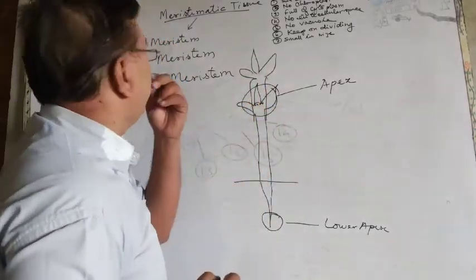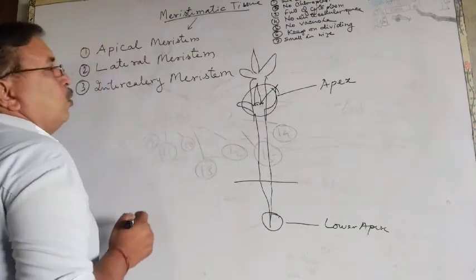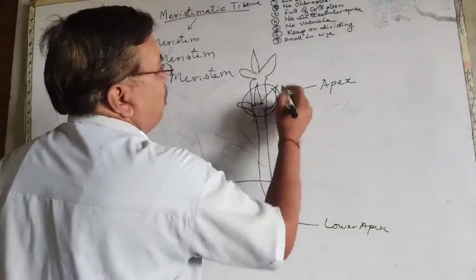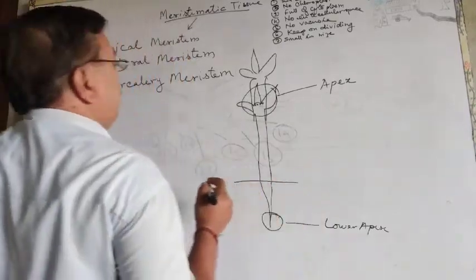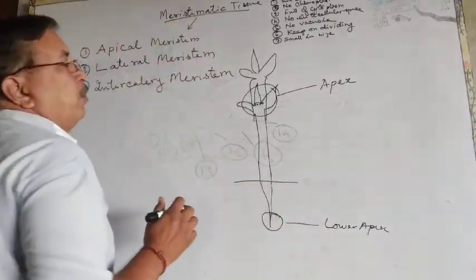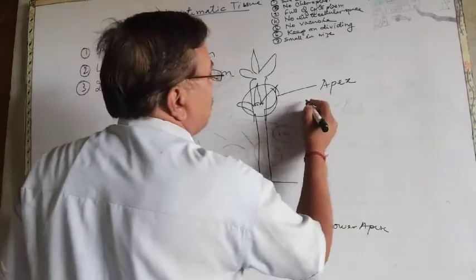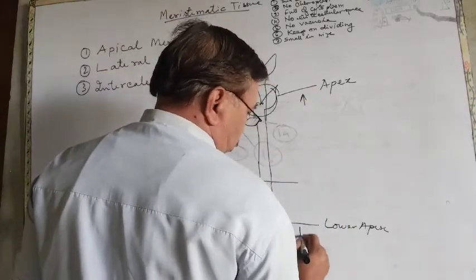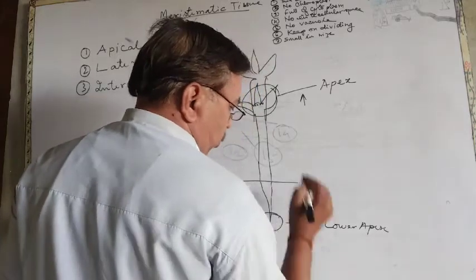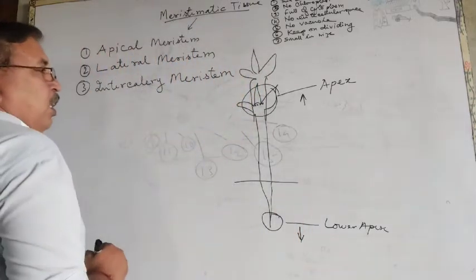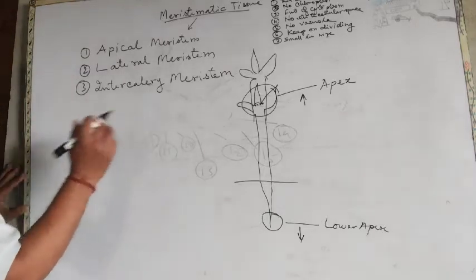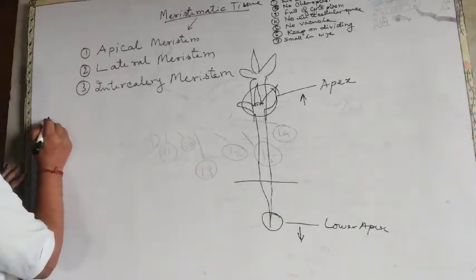So after some time what will happen? This goes on growing. So apical meristem causes the apical growth. That's why the name apical meristem. Its main function is that it causes upward growth, and here in the root tip, downward growth, towards gravity. So what is apical meristem? With this you can understand why the name apical meristem.